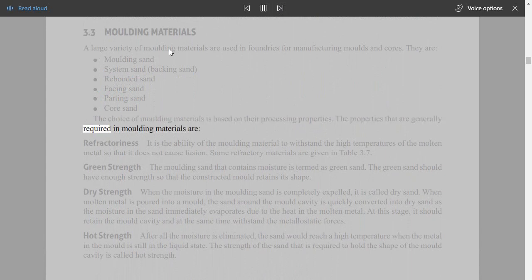The properties that are generally required in molding materials are refractoriness. It is the ability of the molding material to withstand the high temperatures of the molten metal so that it does not cause fusion. Some refractory materials are given in Table 3.7.